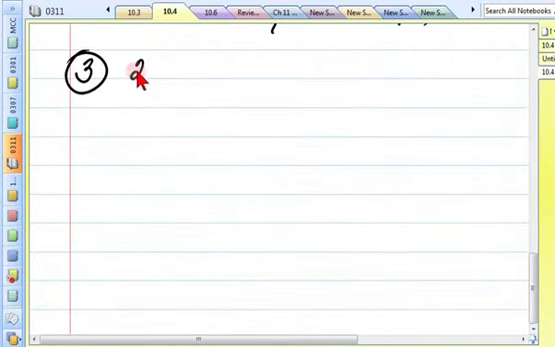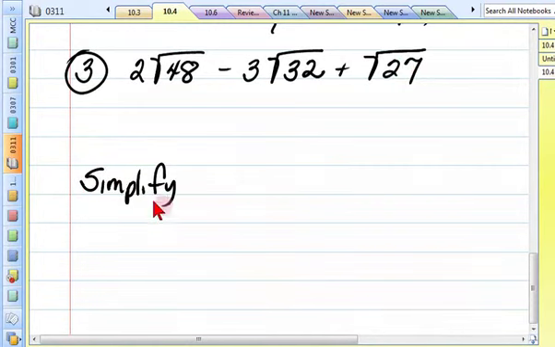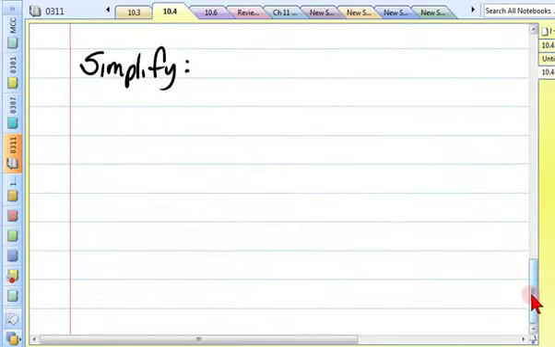All right, I have 2 times the square root of 48 minus 3 times the square root of 32 plus the square root of 27. I've got some addition and subtraction, but right now these are not like radicals. Perhaps when I simplify them they will be. We'll see. All right, the first one is 2 times the square root of 48. Keep the 2.